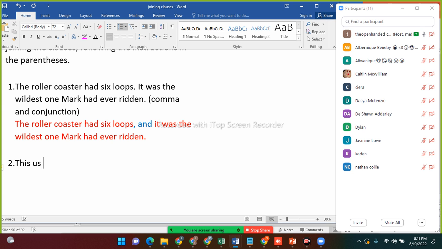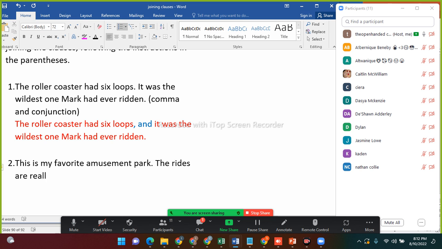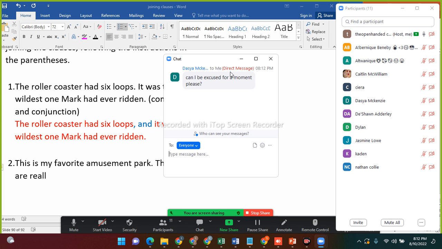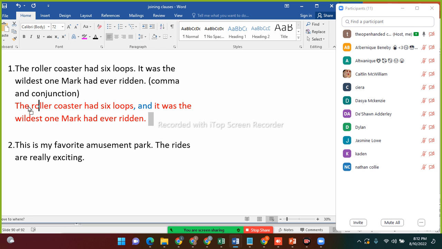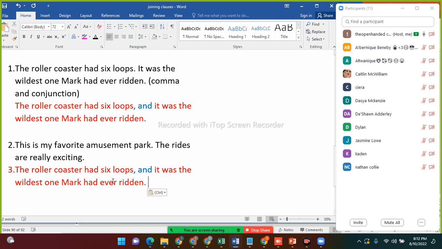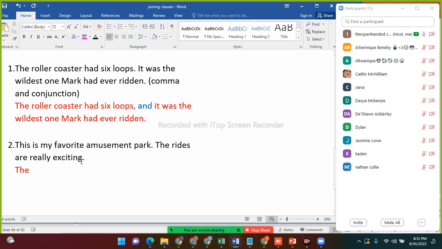This is my favorite amusement park. The rides are really exciting. Someone have a comment? Sure. The rides are really exciting. So in order to combine them, for this one they tell us to use a semicolon to combine them.